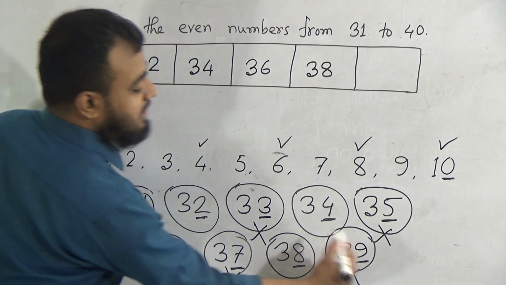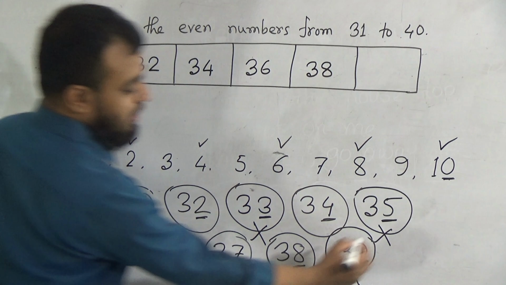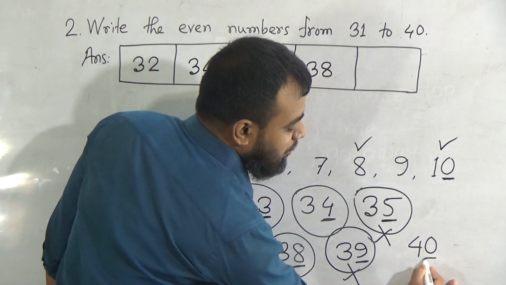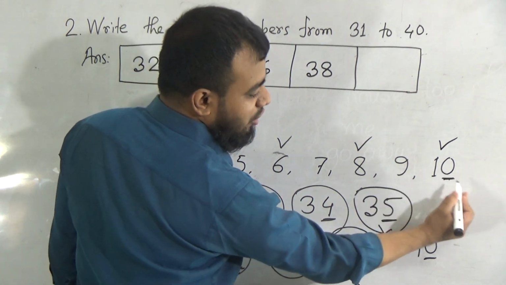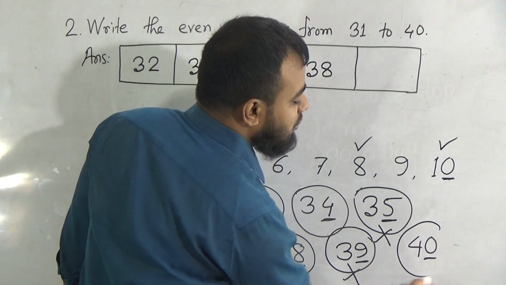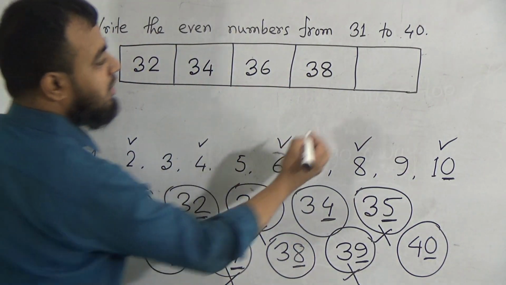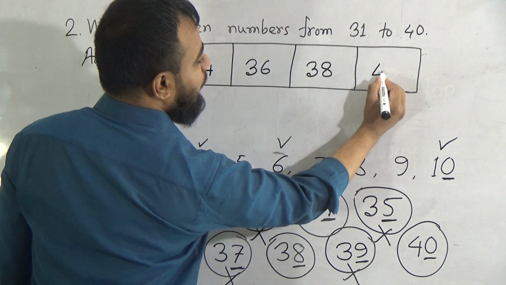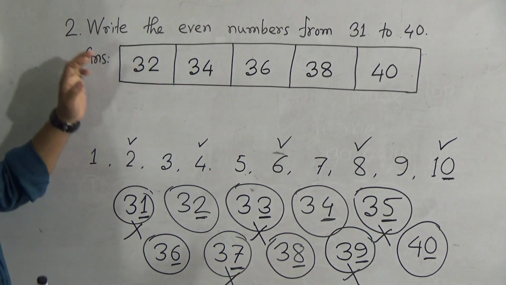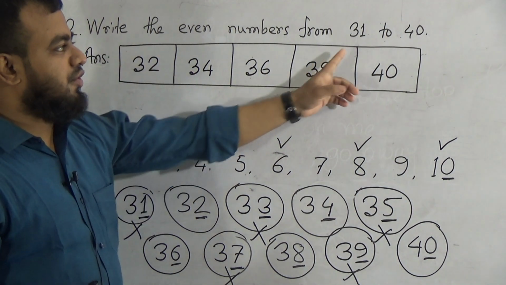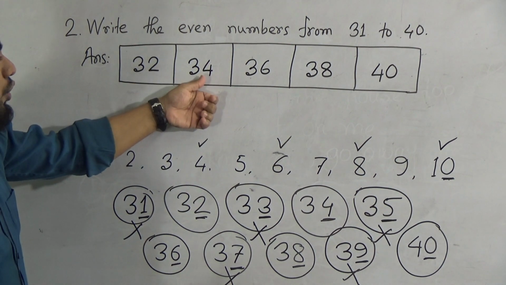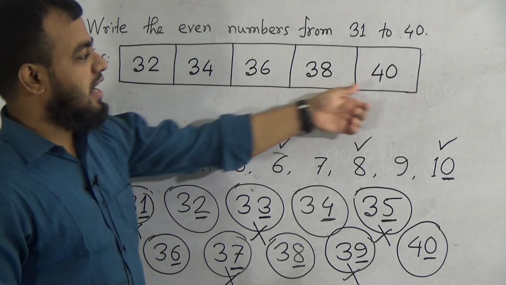Okay. Our next number after 39 is 40. That means 40 is our last number for this question. And 40 has 0. If we find 0 in the right side of any number, that number must be an even number. So 40 is also an even number. Our last even number is 40. So 40 should be written down in the last blank, my dear students. So for this question, the even numbers from 31 to 40 we have found. The even numbers are 32, 34, 36, 38 and 40.